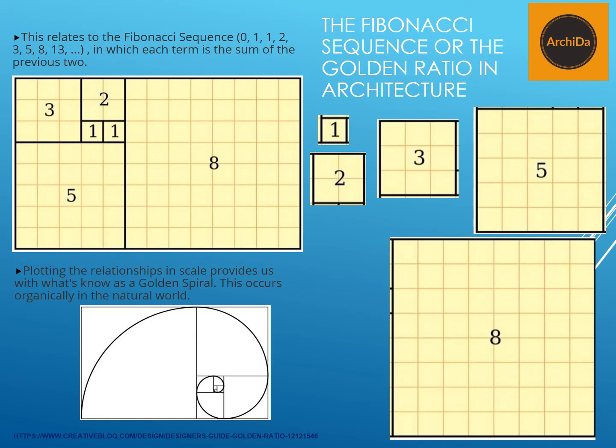Now this relates to the Fibonacci sequence 0, 1, 1, 2, 3, 5, 8, 13, and so on, in which each term is the sum of the previous two. Plotting the relationships in scale provides us what is known as the golden spiral. This occurs organically in the natural world. So as you can see, there is a square 1, which means it has 1 unit on the top and 1 unit on the side. That goes for square 2, square 3, square 5, and square 8.